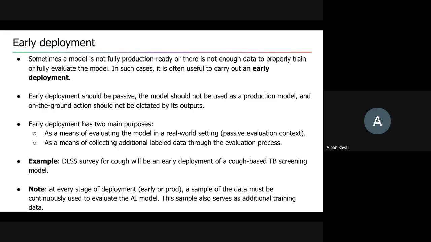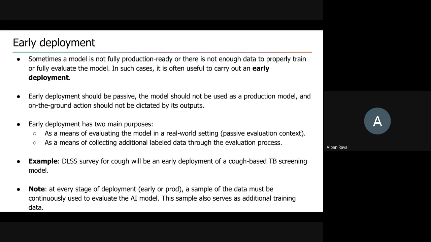So in cases like this, it's sometimes useful to carry out an early deployment. Early deployment should be passive because the model is just not ready yet, right? So it's definitely a passive deployment. The model should not be used as a production model, and on the ground action should not be dictated by its outputs. All the characteristics of a passive deployment.